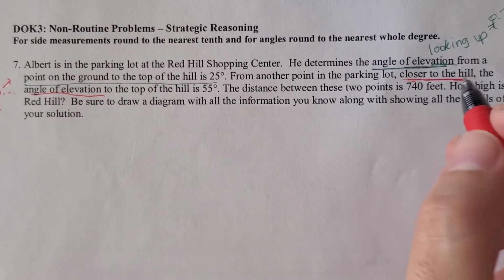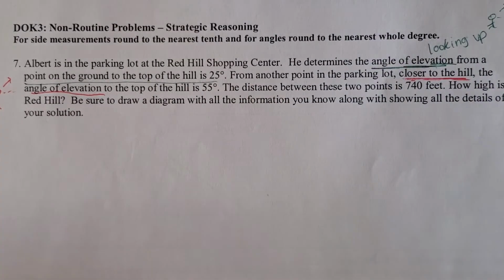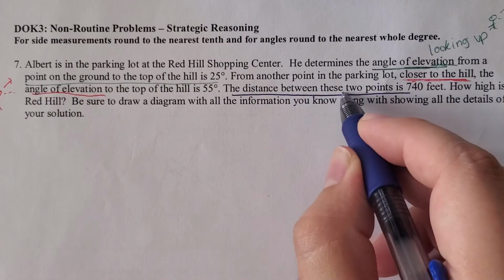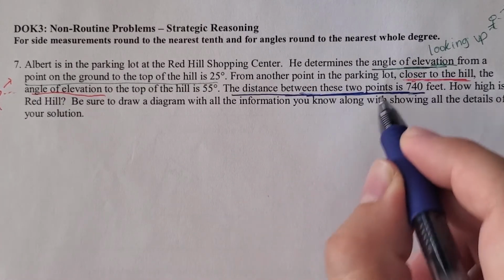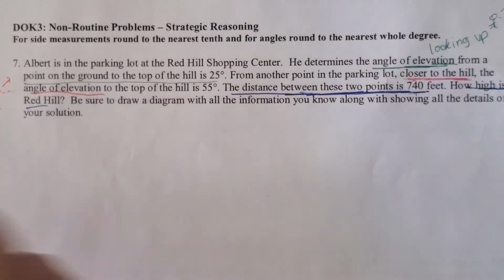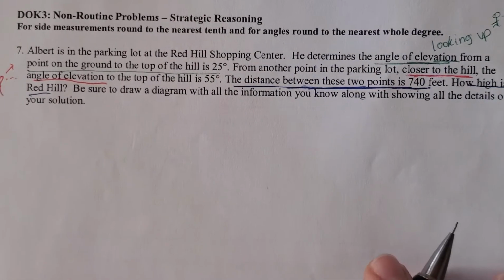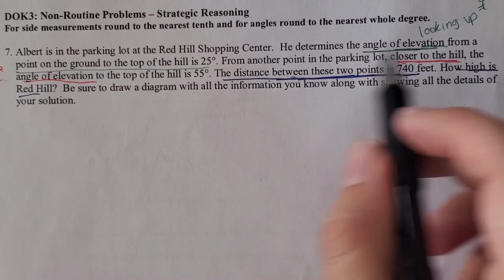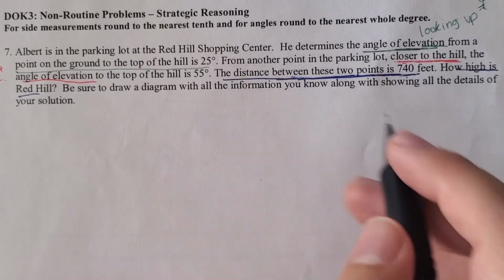The distance between these two points is 740 feet. Let me use blue for that. So between the two points, it's 740 feet. And I'm trying to find out how high is the red hill. As I start drawing this, let me start with the green one over here. He determines the angle of elevation from a point on the ground to the top of the hill is 25 degrees.